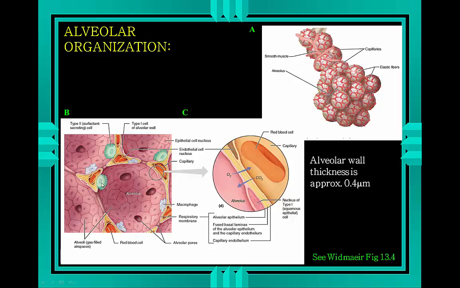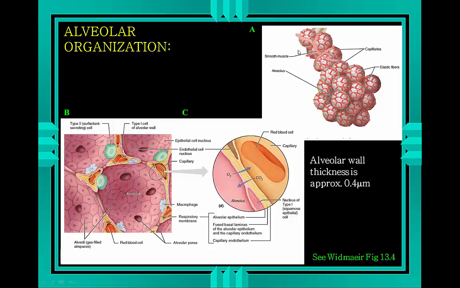We have the macrophages indicated in blue. These are the macrophages here, and they're travelling around the inner wall of the alveoli, cleaning up any debris and particulate matter. And then we have the surfactant secreting cells, secreting that detergent-like substance that I just spoke about. And they're the three major cell types of the alveoli.